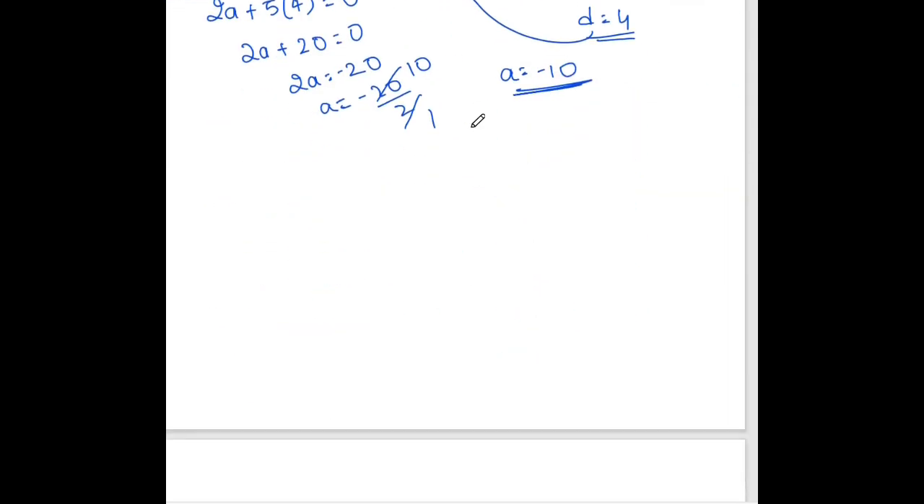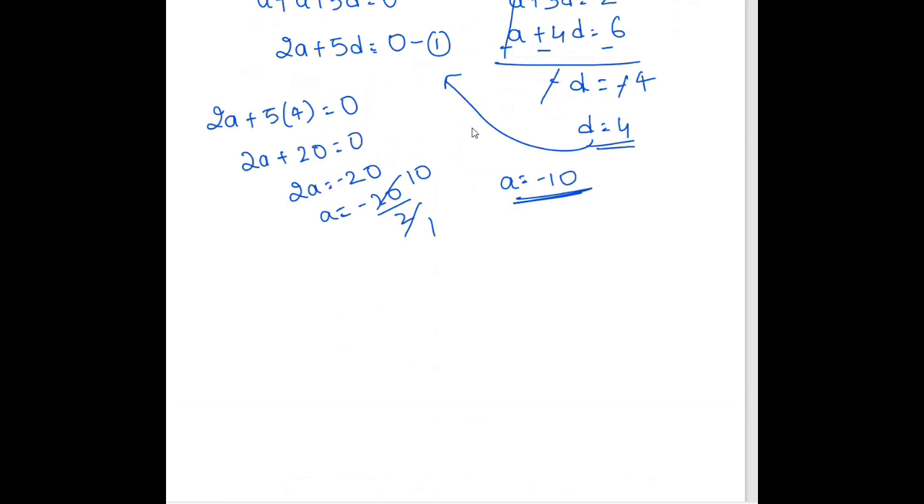Now I can easily find out the AP, right? How to find the AP? So first term is minus 10. Second term, you have to go on adding D. So minus 10 plus 4, which is minus 6. Next, when you add 4 to minus 6, you get minus 2. Next, minus 2 plus 4 becomes 2. Then again, if you add, it becomes 6 and goes on like this. This is the AP. The first part of the answer is done.